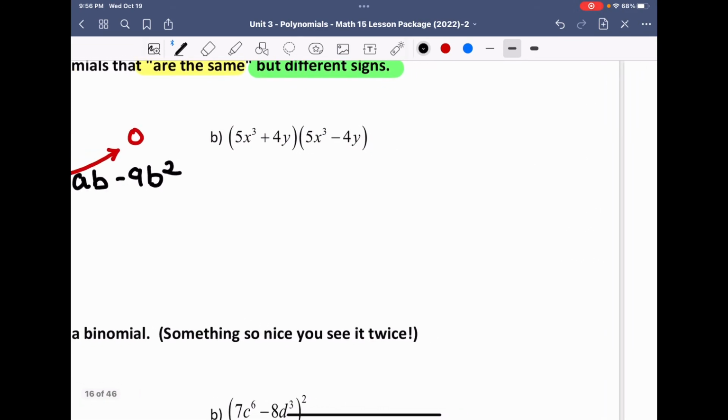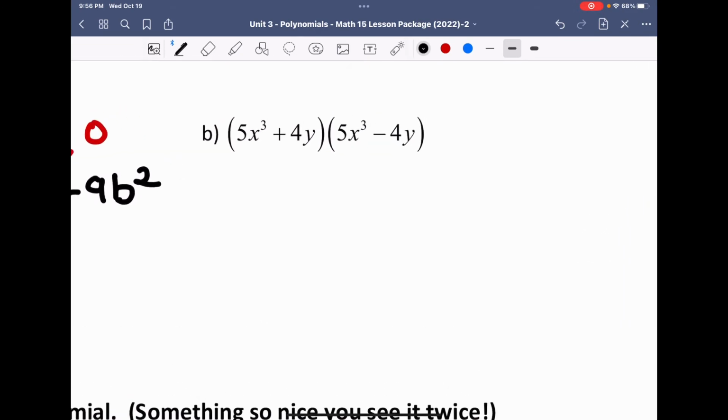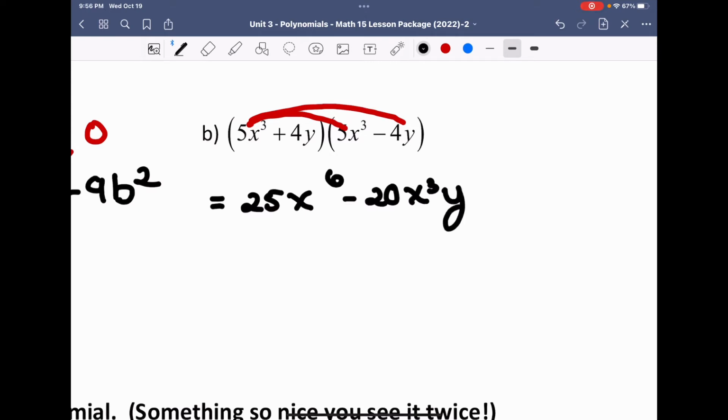All right, I go to B. We're going to do the same thing here. We're going to distribute by doing binomial times binomial multiplication using foiling. I multiply my first term and the last term here. This is equal to 5x cubed times 5x cubed. That's 25x to the 6, since I add their exponents. Then 5x cubed times a negative 4y is negative 20x cubed y.